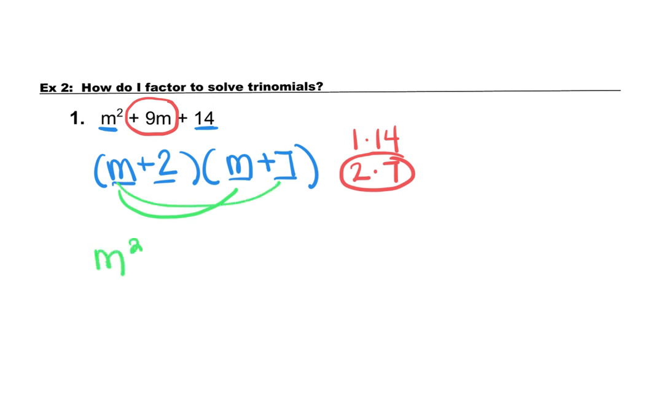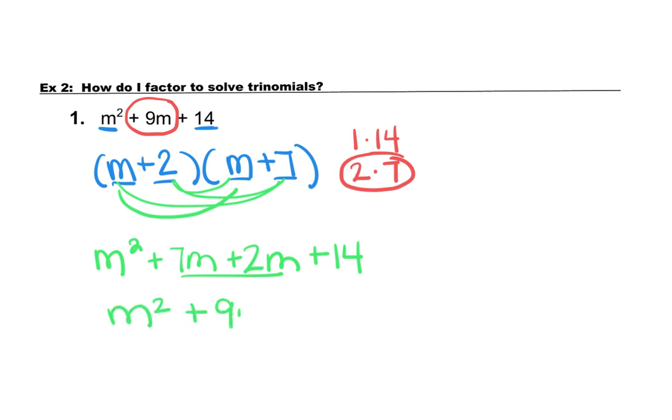I would have m times 7, which is 7m. I could take my 2 times my m and get 2m, and then that 2 times the 7 is plus 14. And then when you add these two middle terms and simplify it, now we are back to the original equation, which is up top there, the m squared plus 9m plus 14. But the answer that we're looking for here is the factored form. It's m plus 2 times m plus 7.